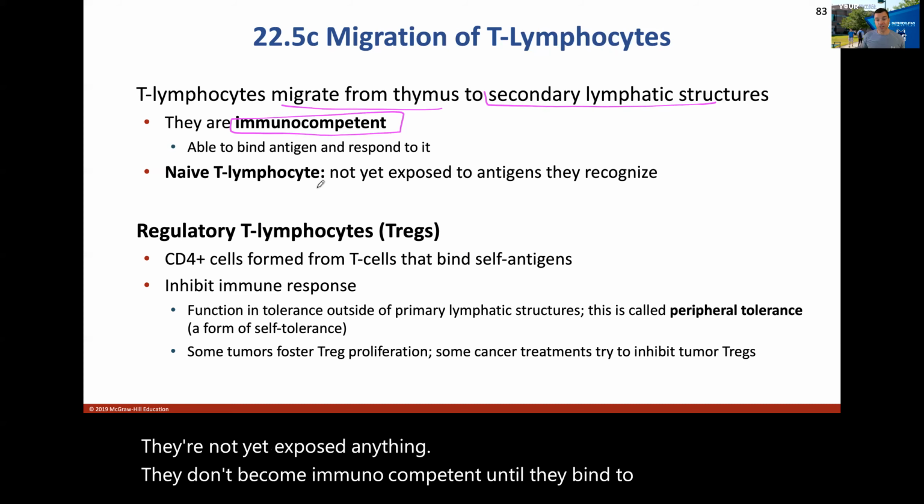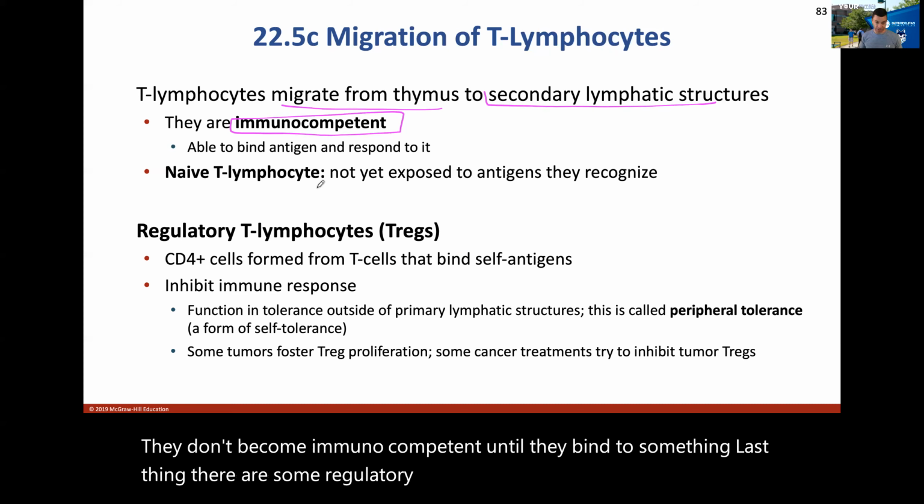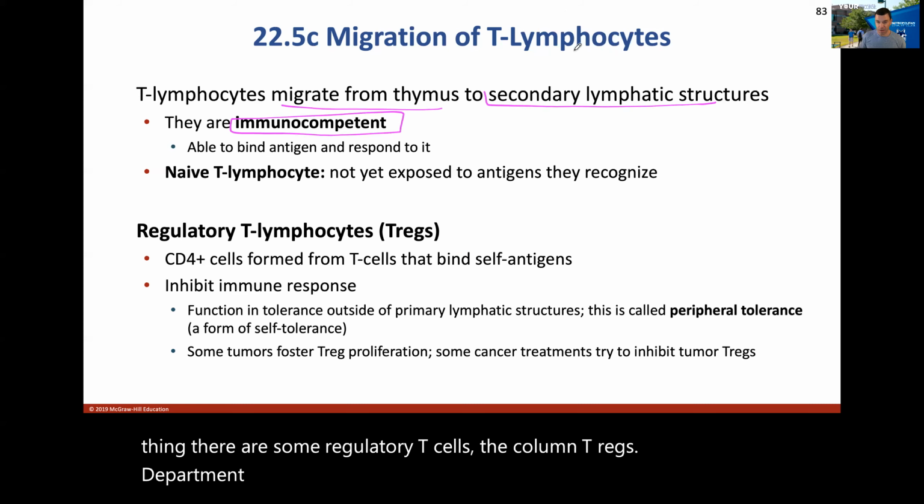Last thing, there are some regulatory T cells. They call them Tregs. Pardon me for one second. All right, I had to sneeze. You didn't want to see that.